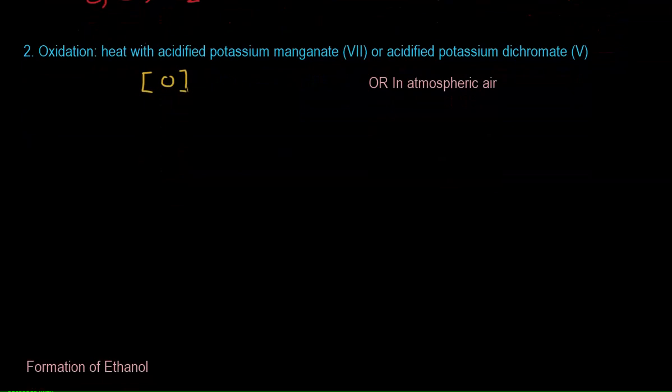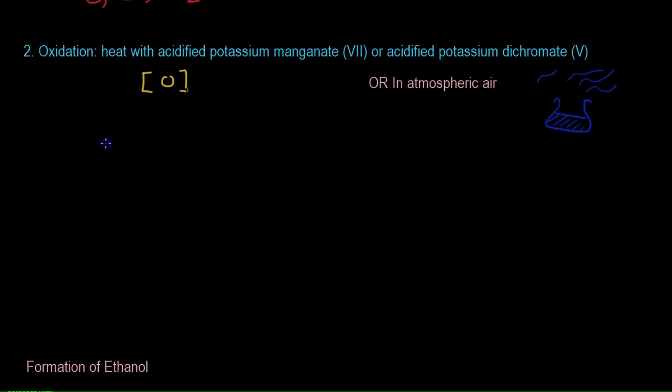Okay, but first you have to understand that there are a few ways to oxidize alcohol. First one is using acidified potassium manganate 7. This one you have to memorize, or using acidified potassium dichromate 5. Okay, this is one way, or you can just put it in air. Basically, you just put your alcohol here and leave it open, basically. Okay, then the air contains oxygen molecules and it will oxidize this alcohol right here. Okay, let me just give you an equation to illustrate this point.